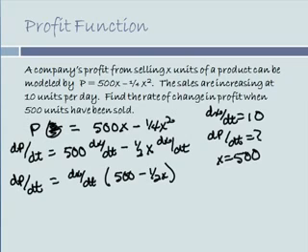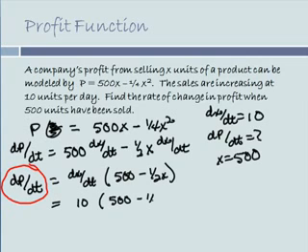So remember, we're looking for the change in the profit. So this is what we're looking for. The change in the sales was 10, so we can put a 10 here. When the rate of change in profit, when 500 units are sold, the x is 500.